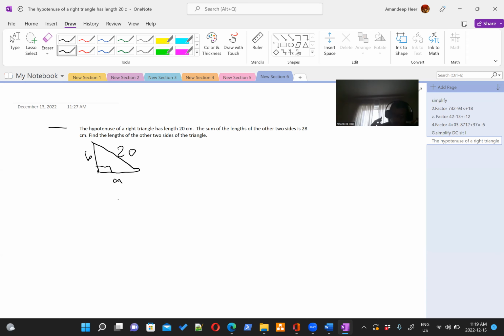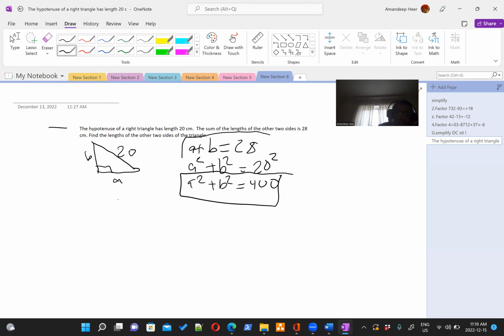So here's A, B, and 20. So the idea is, this is the triangle. We're told A plus B equals 28. That's the equation. Now, we're also told the Pythagorean theorem. The Pythagorean theorem says A squared plus B squared equals 20 squared. And 20 squared is 400. So you have your two equations here. So we have two equations and two unknowns.